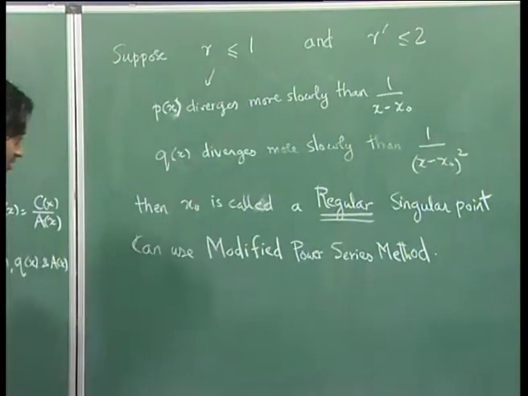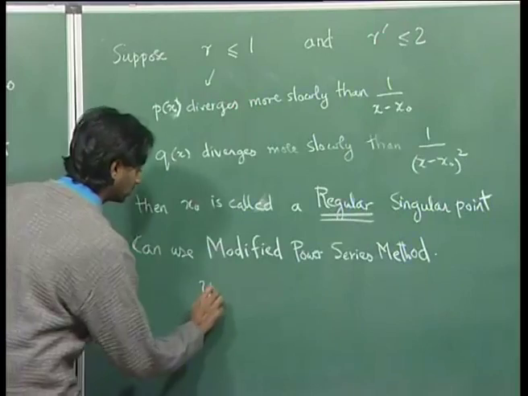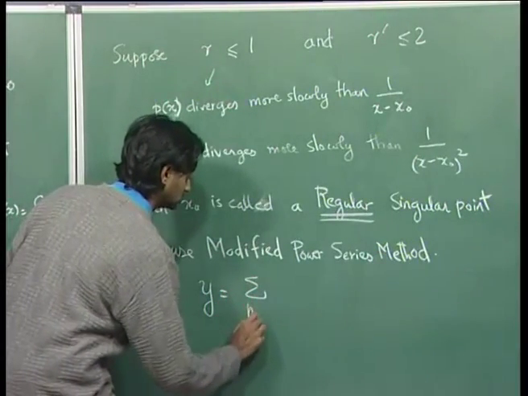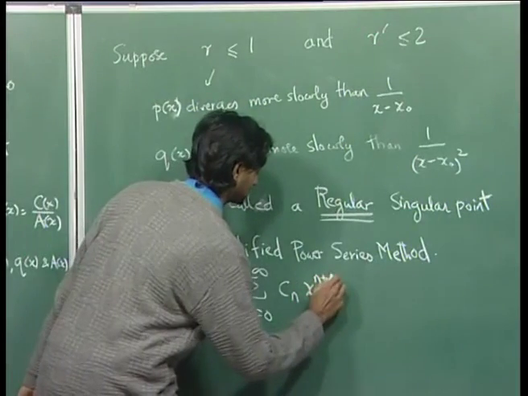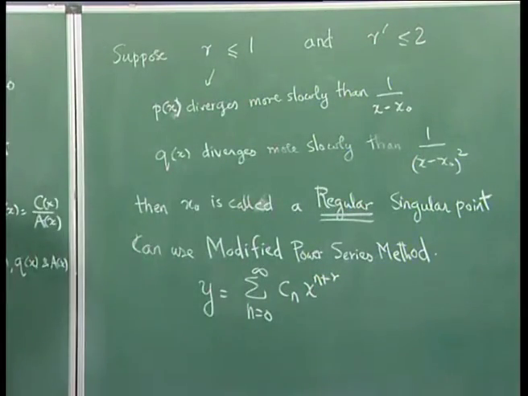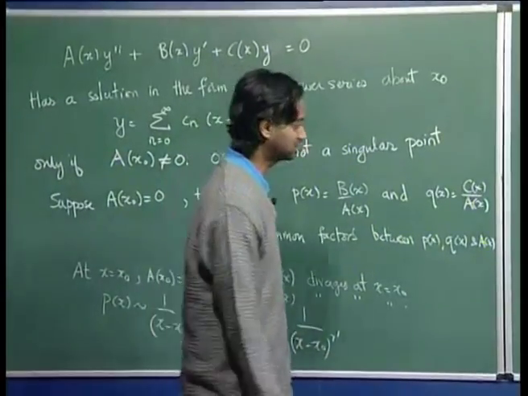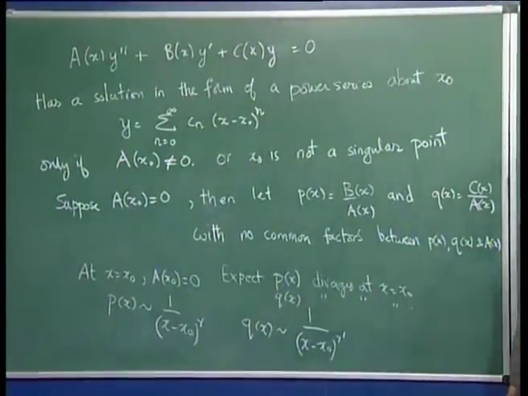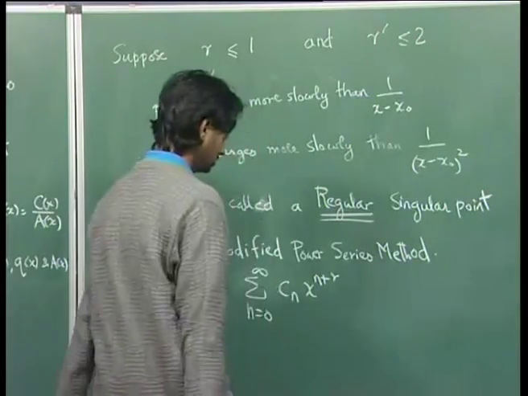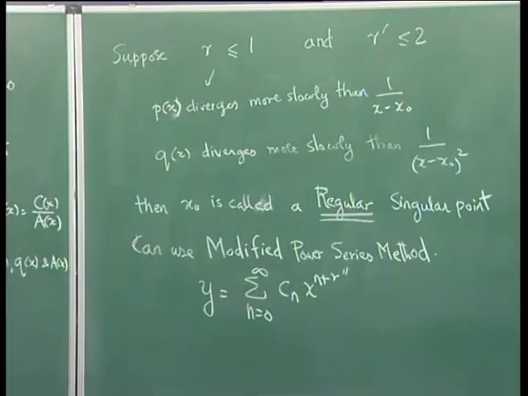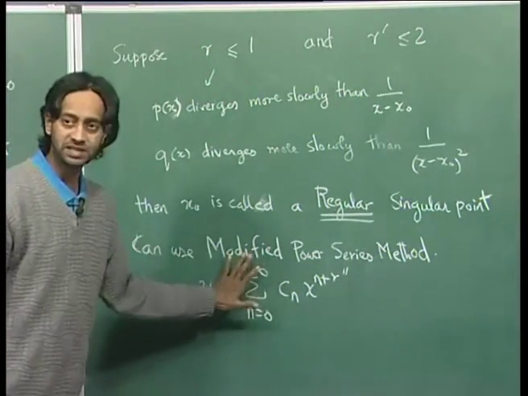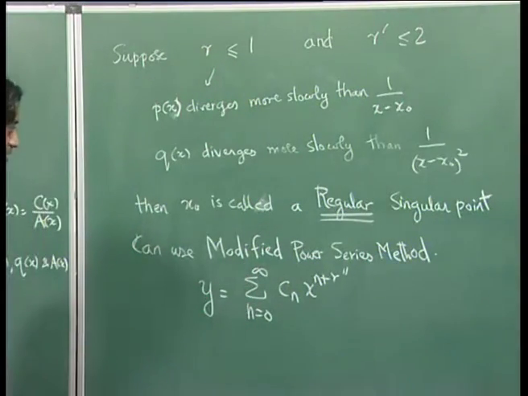Okay, and in the modified power series method we use y is equal to the sum from n equals 0 to infinity of C n x raised to n plus r. Okay, n plus some number r. Okay, this r is not the same as this r. Okay, this is some other r. Okay, or if you want I can call it r double prime. Okay, and we'll see how to use this method shortly.